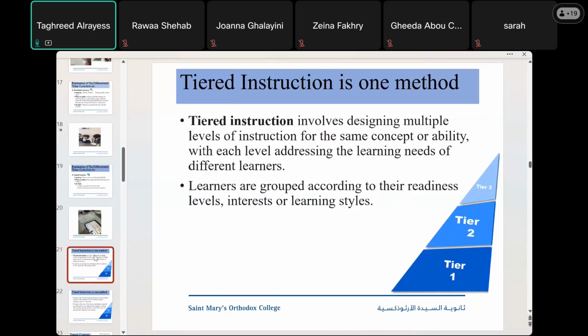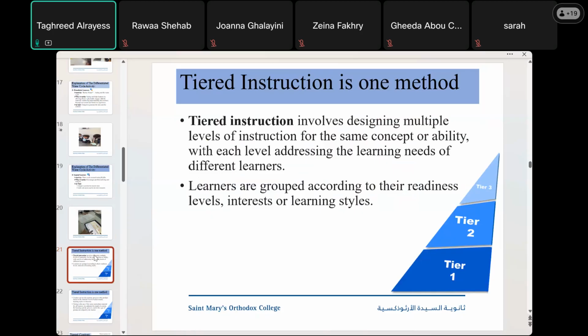And for this part of the workshop, I'm going to be sharing with you a strategy that we can use in order to differentiate instruction in our classroom using AI. This differentiation strategy is called tiered instruction, and it's a well-known differentiation strategy. I'm going to show you how we can use AI to apply it in a very efficient and effective way.